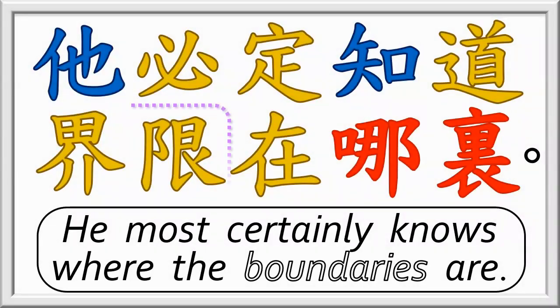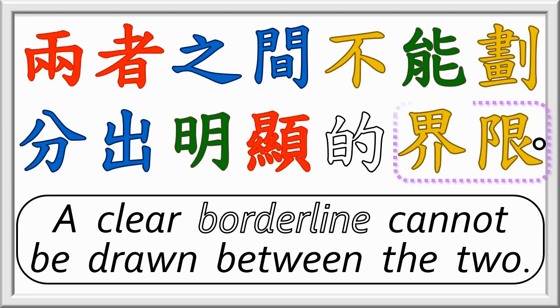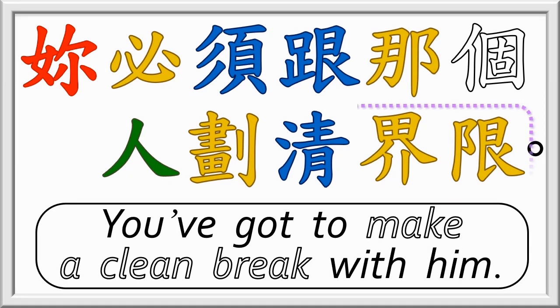界限 is a border or distinction between various parts. 他必定知道界限在哪里. He most certainly knows where the boundaries lie. 两者之间不能划分出明显的界限。A clear distinction cannot be drawn between the two. 你必须跟那个人划清界限。You've got to make a clean break with him. In other words, break off all communication and interaction.